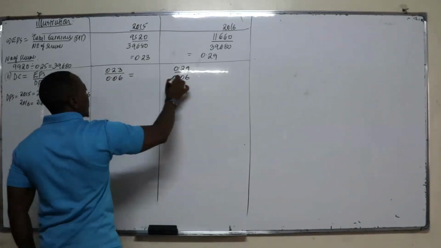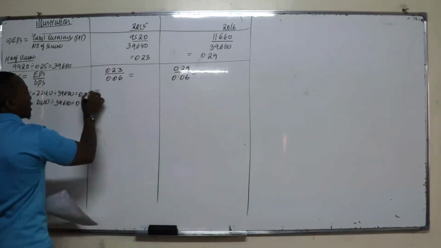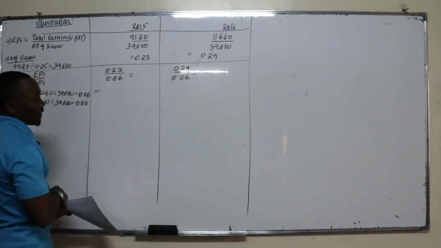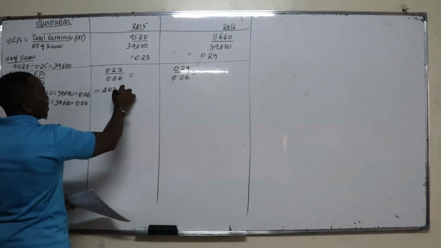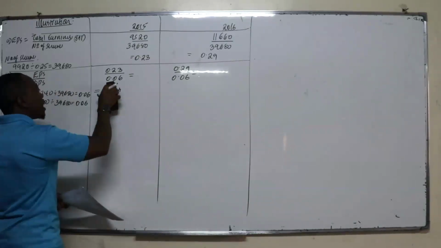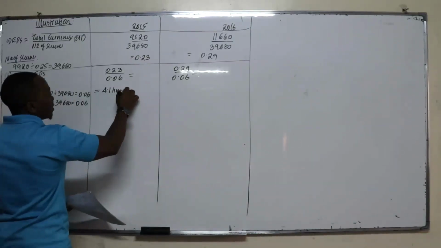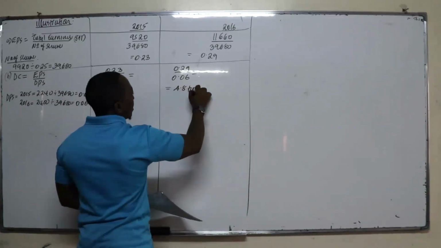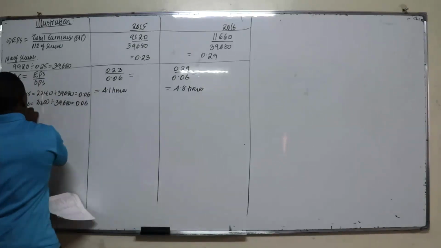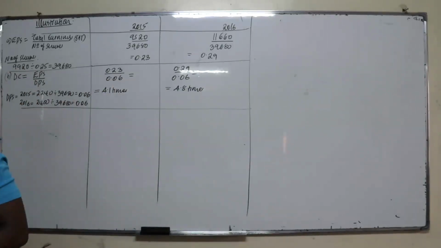Therefore, how much is the dividend cover? 4.1 times. That's 4.1 times. What about this? 4.8. Yeah, the dividend cover should always be expressed as a number of times because it shows the number of times the dividend can be paid from the earnings.